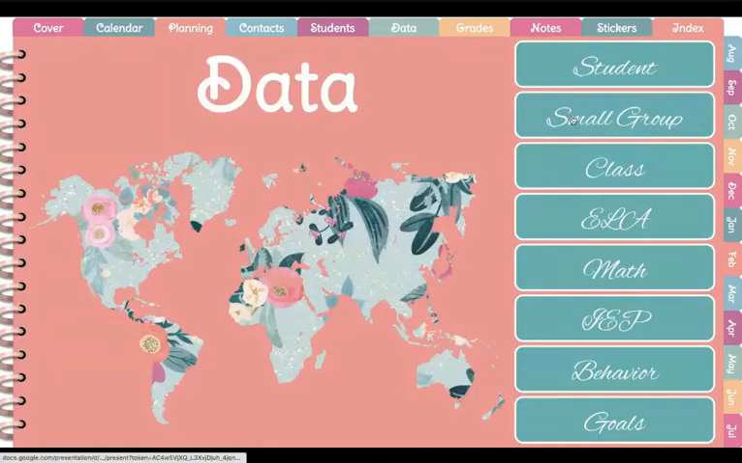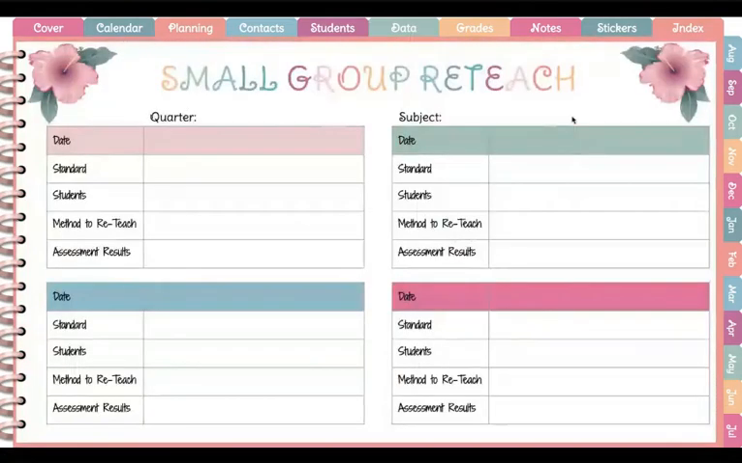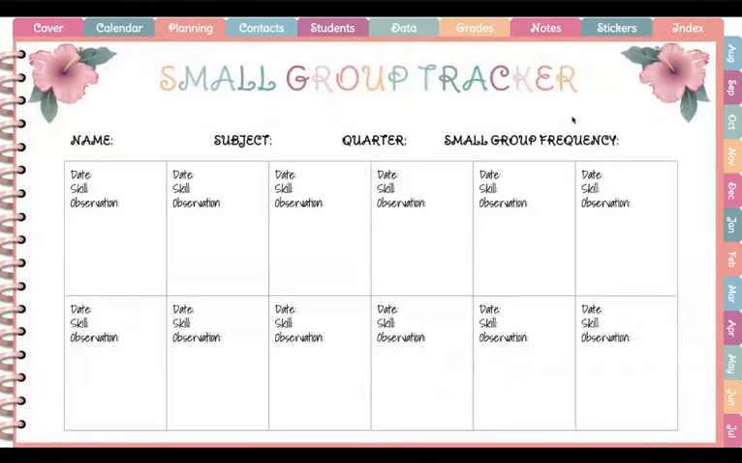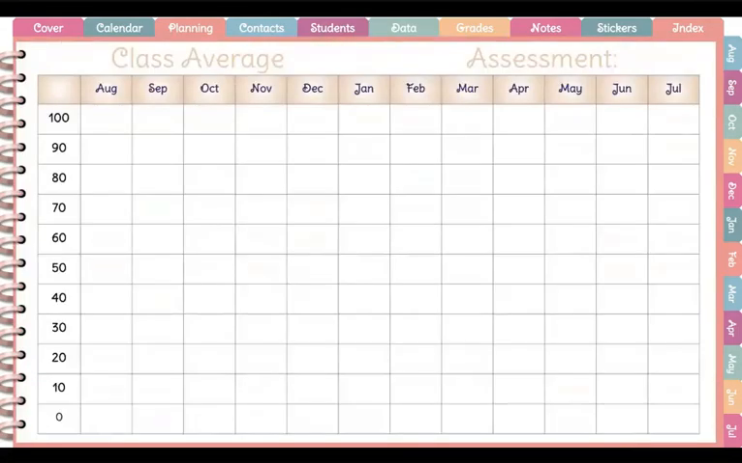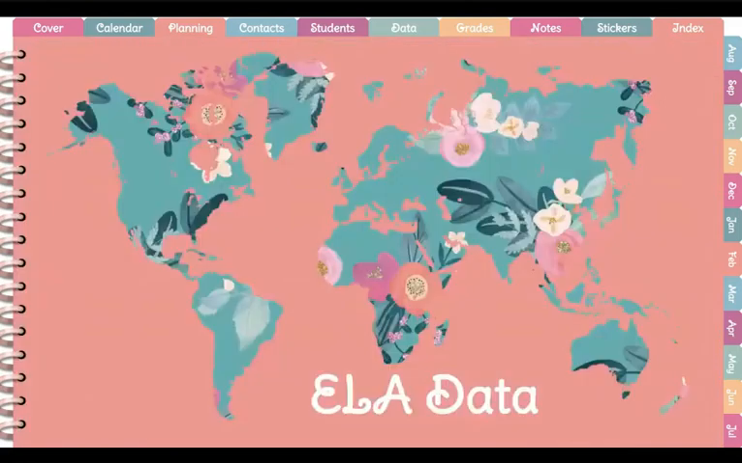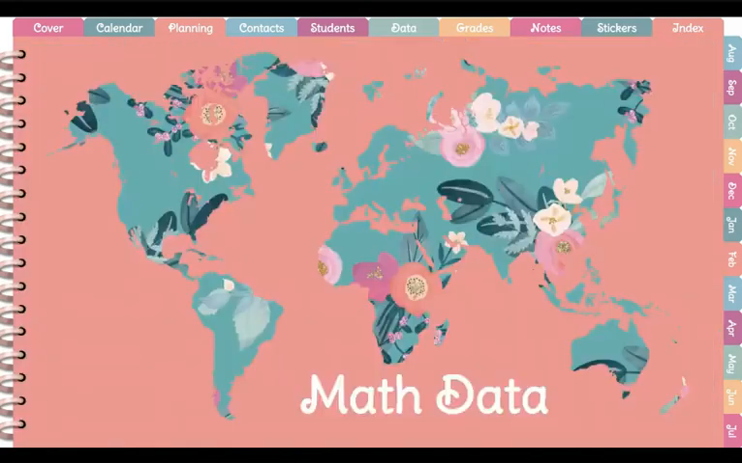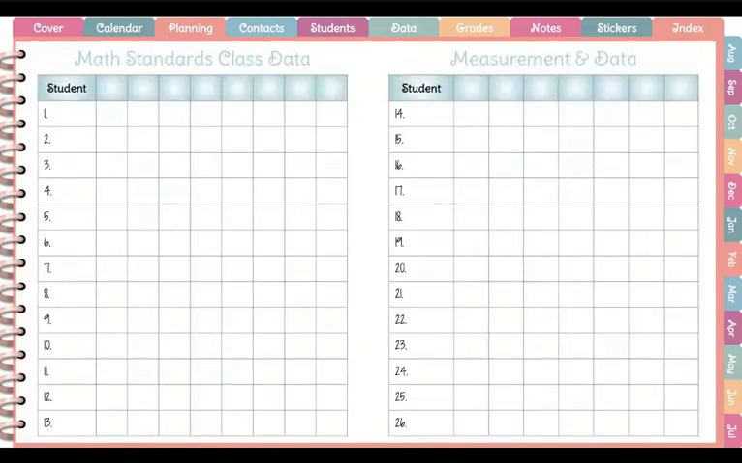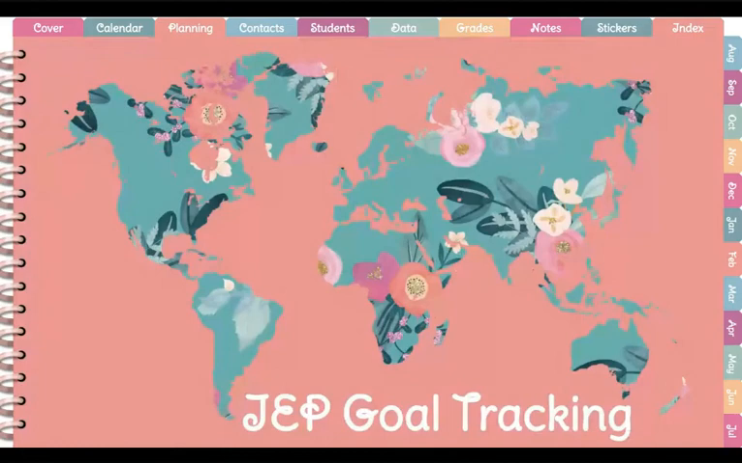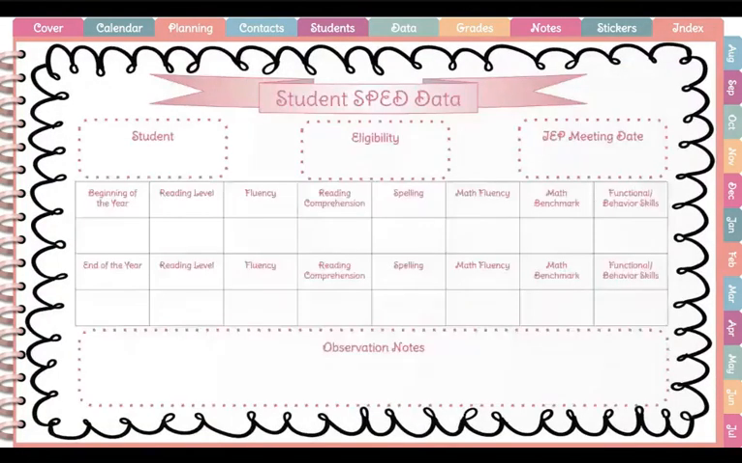All right, going back to data, I can click on small group data. And I have all of this information, then class data. And if you only teach math because you're a middle school or high school teacher, then you can get rid of anything that you don't need and you can edit anything to fit your needs. All right, IEP goal tracking. This is super helpful.